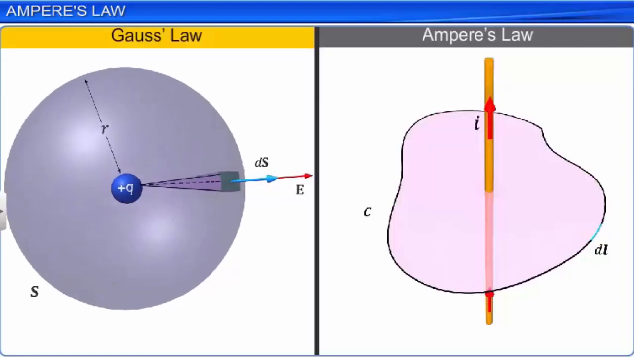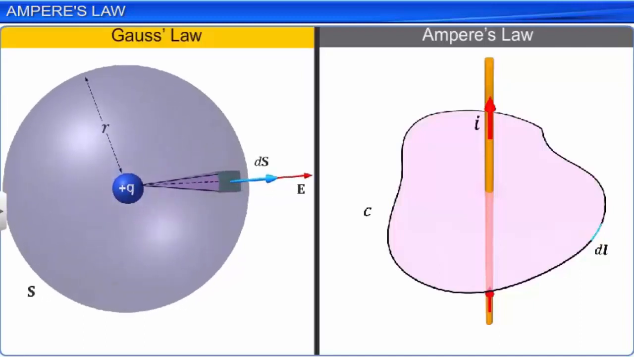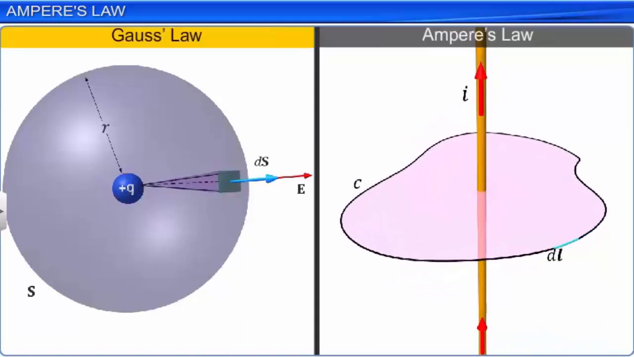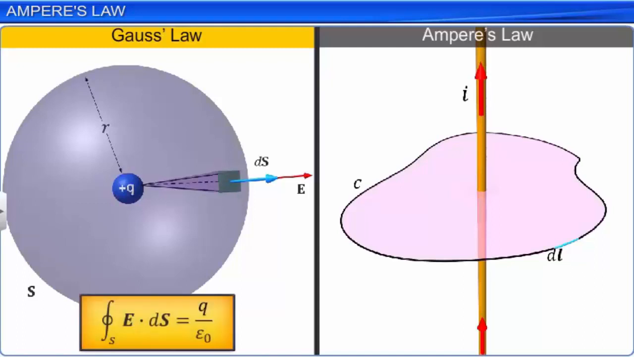The Gauss law that we studied in electrostatics is analogous to the Ampere's law. Gauss law establishes a relation between the integral of the normal component of an electric field over a closed surface and the net charge enclosed by the closed surface, and helps in the calculation of the electric field intensity at a given point. Mathematically, it is represented as the integral over a closed surface S, E dot ds is equal to Q by epsilon naught, where epsilon naught is the permittivity of free space.